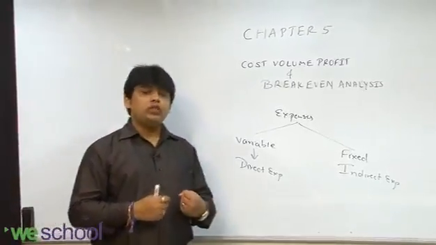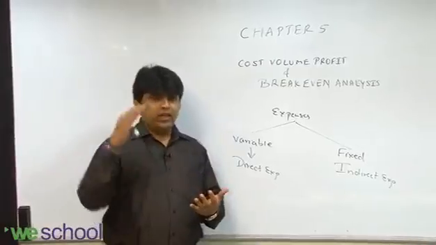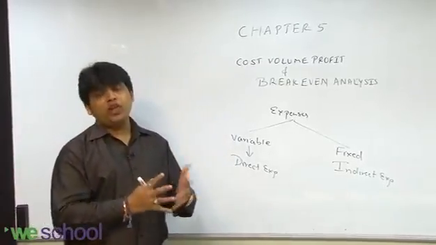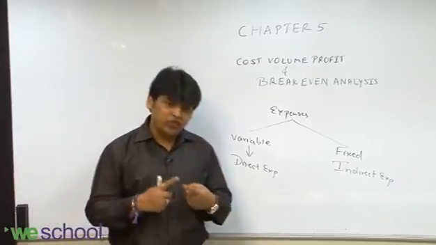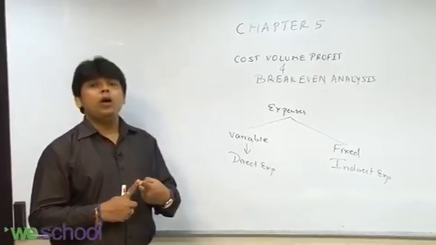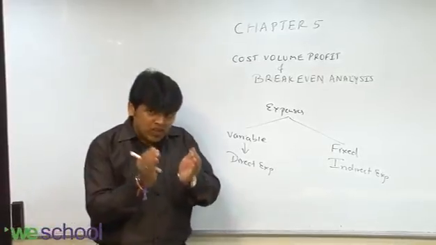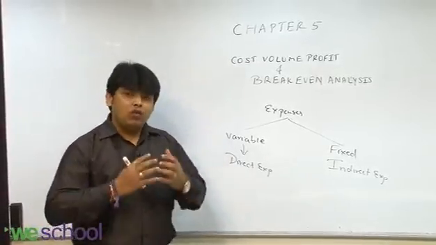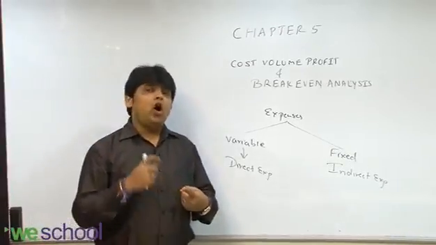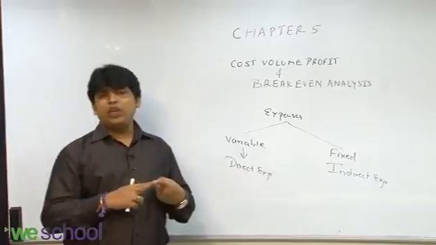Now, cost depends on various factors, means the cost of the company's production depends on various factors. First is the volume of production. If the volume of production is very less, the cost will be less. If the volume of production is high, the cost will be high. So the first factor on which the cost depends is the volume of production.